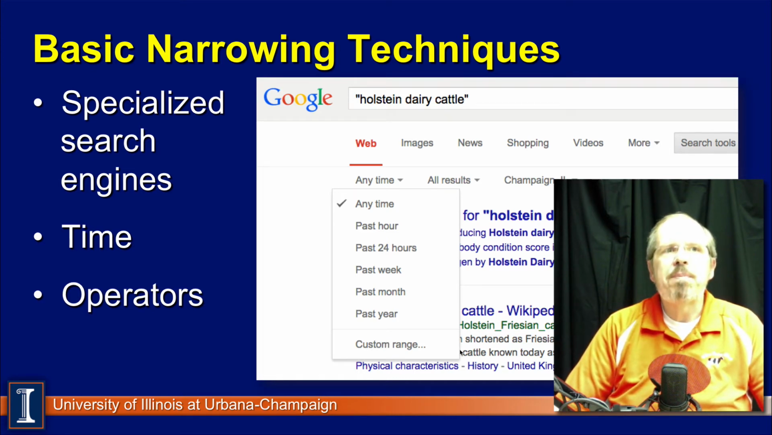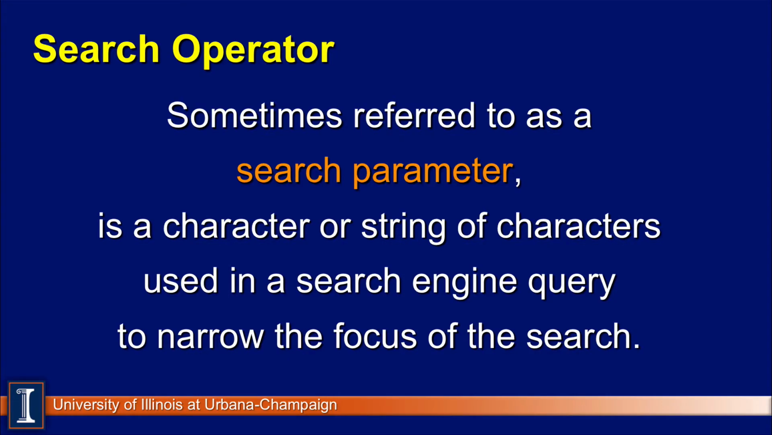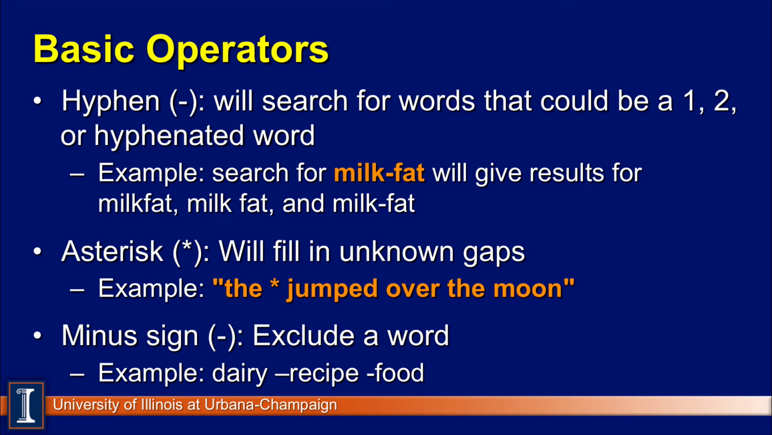And then the last is operators. Now you may be asking, what is a search operator? Well, a search operator is sometimes referred to as a search parameter. It is a character or string of characters used in a search engine to narrow the focus of your search. Here are three basic operators.